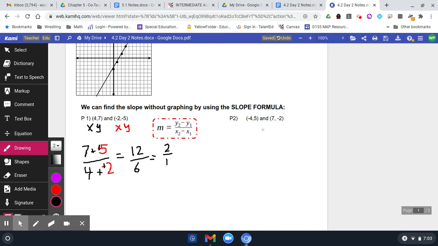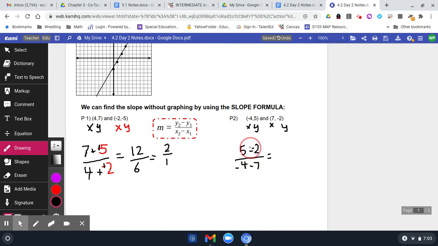So let's try it again over here. We have x, y, x, y. So I'm going to use my y first. That's my 5, then minus -2. So y and then y all over. Since I used this y first, I'm going to use this x first. So -4 minus 7.